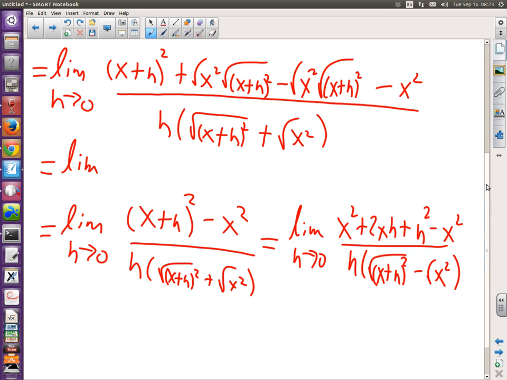Okay, so now what happens? The x squareds cancel, the h's cancel, do the limit, see what you get. Make sure that you can get from here to here. It's almost done. Cancel the x squareds, cancel the h's, take the limit as h goes to 0, and you should get this.